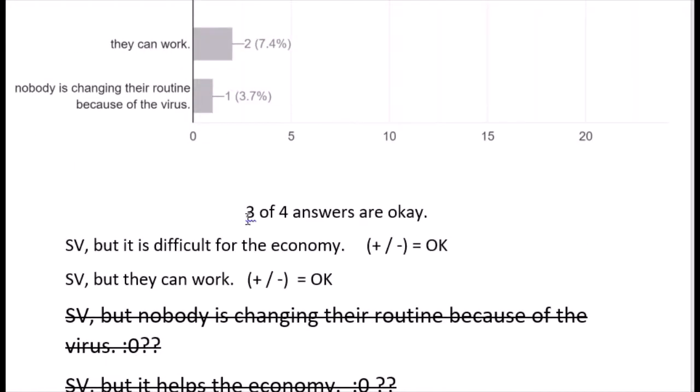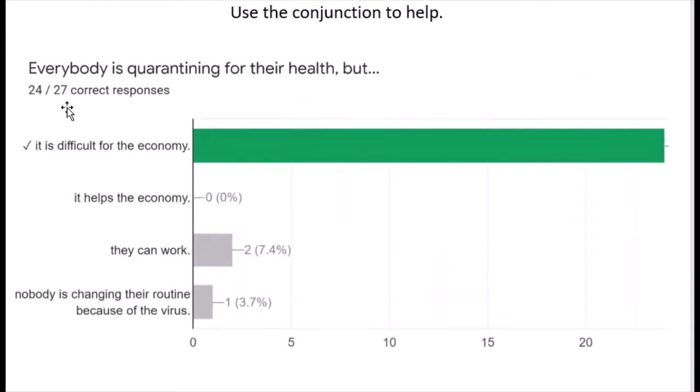So 2 out of 4 of these answers are okay. About 90% of the students chose this answer. Everybody is quarantining for their health, but it is difficult for the economy. Okay, so something good for your health, that's good, but this is bad. Okay. Nobody chose this answer, that's good. Now, some students chose they can work. It's true, so I think this is okay.